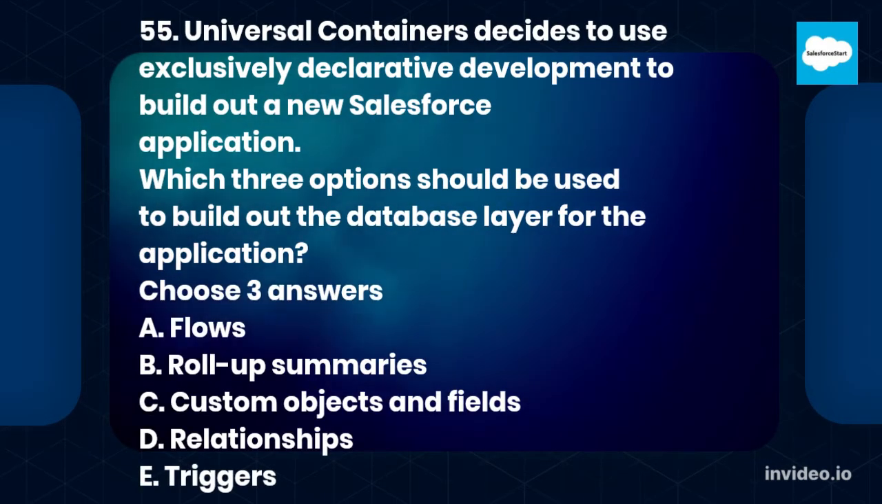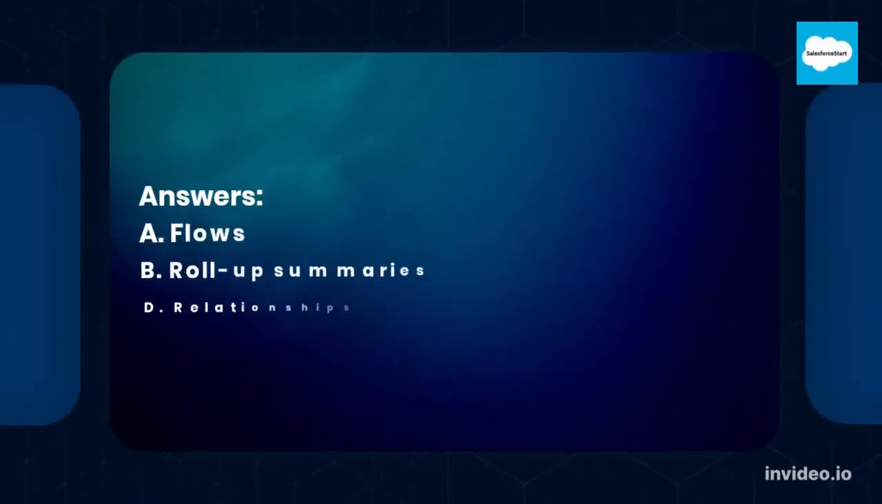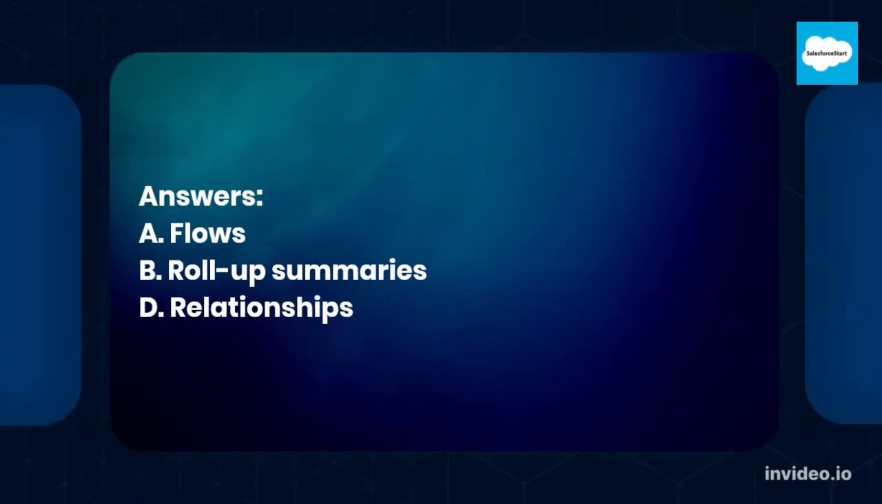55. Universal Containers decides to use exclusively declarative development to build out a new Salesforce application. Which three options should be used to build out the database layer for the application? Choose three answers. A. Flows. B. Roll-up summaries. C. Custom objects and fields. D. Relationships. E. Triggers. Answers: A. Flows. B. Roll-up summaries. D. Relationships.